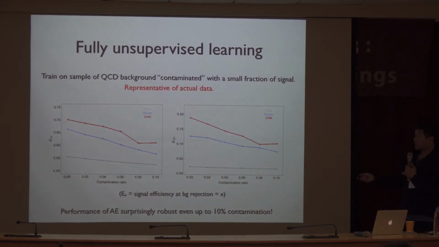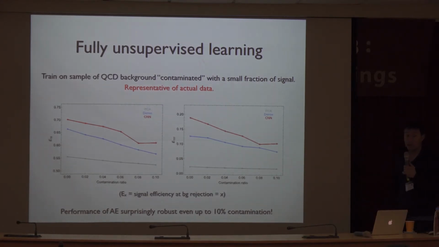And we trained the autoencoder on it, and we asked if we cut on the reconstruction error such that we remove 90% of the background, or 99% of the background, so keep just 1% of the background, how much signal do we keep? What's the signal efficiency? So that's a plot of that as a function of the contamination ratio. And you can see that as I add more signal in, it does get worse, but not a whole lot worse. So the CNN autoencoder that I've been talking about, that's the one in red here, you can see it goes from 70% signal keeping down to 60%.